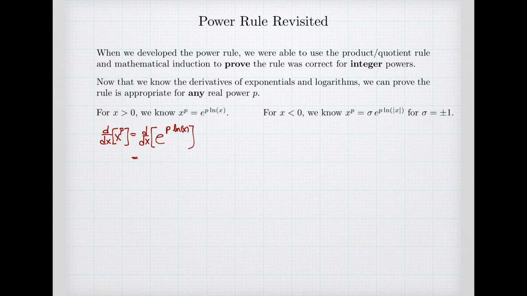Now this is an e to the u form, and so the general exponential's derivative is, I get e to the same power, e to the u, times the derivative of p ln x. And now I can rewrite. This exponential is just a different way of writing x to the p. p is a constant, so it's a constant multiple, and the logarithm's derivative is 1 over x. And so when I simplify this, I have a constant p, and then x to the p times 1 over x, that's where subtracting 1 power comes from.